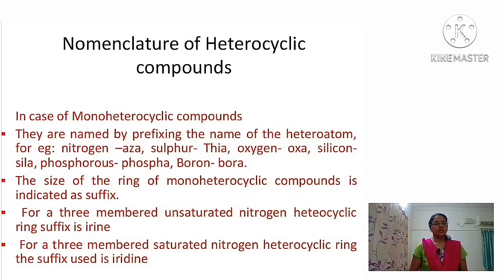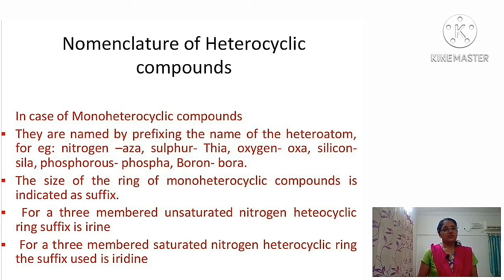Next, we can discuss the naming of heterocyclic compounds, that is, how they are named in the IUPAC way. First we can discuss the naming of monoheterocyclic compounds. In naming a monoheterocyclic compound, we first name the heteroatom as the prefix. Then the size of the ring is expressed as the suffix. If the heteroatom is nitrogen, it is named aza as the prefix.